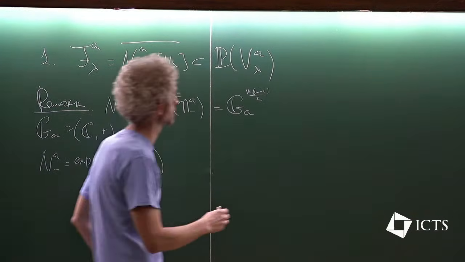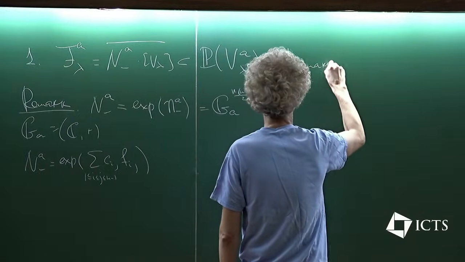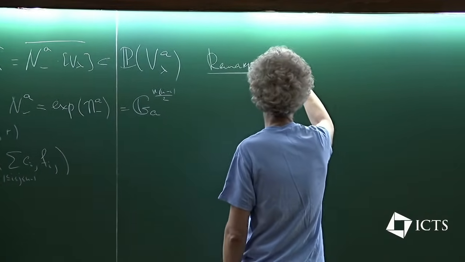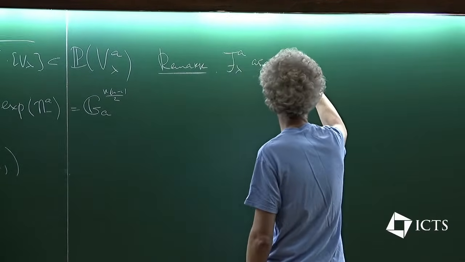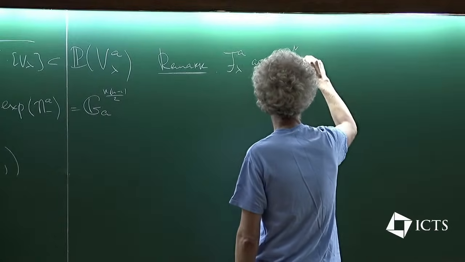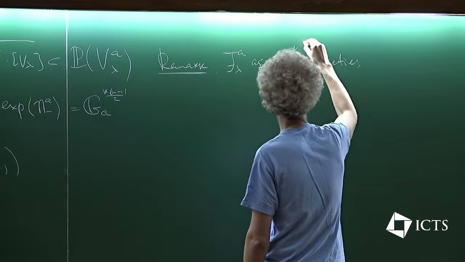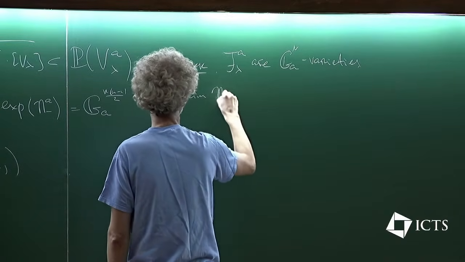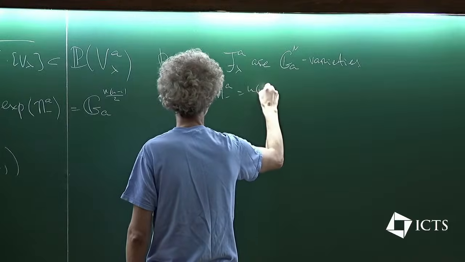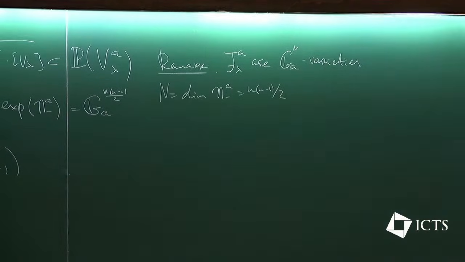And as a conclusion, we have that our FL lambda are so-called G_a^n varieties. So this n is, in our case, the dimension of n minus a, so this is n(n-1)/2. Okay, so what does it mean?